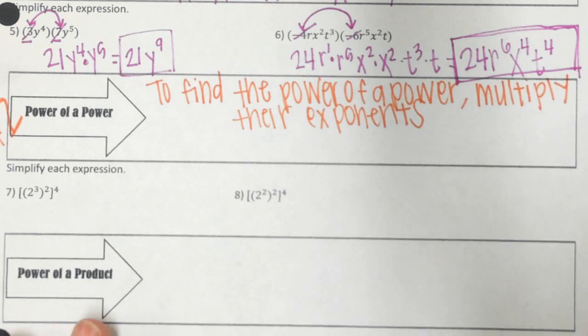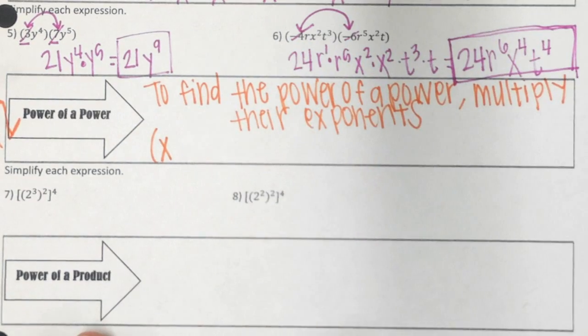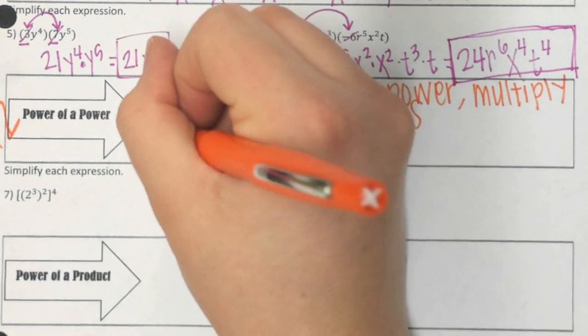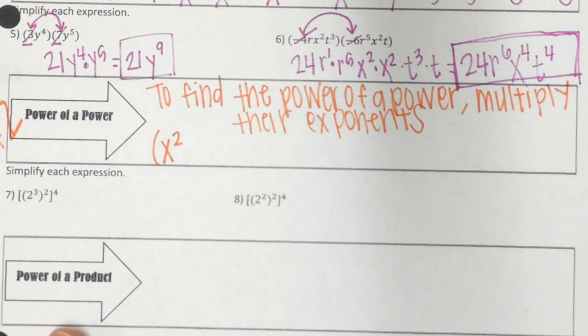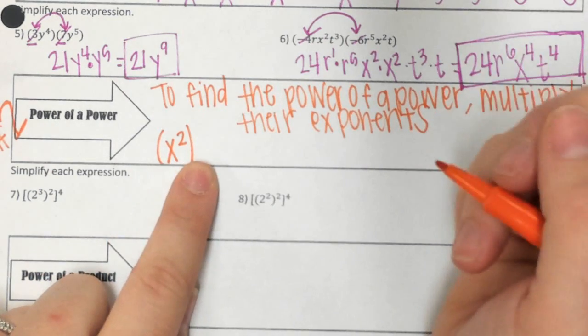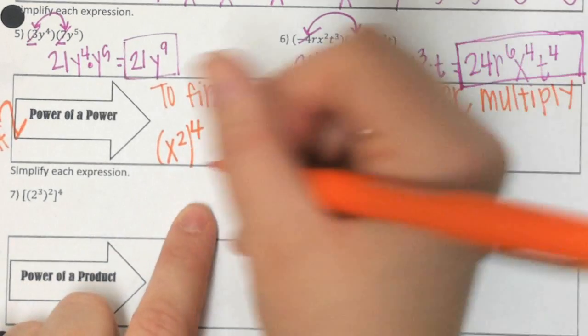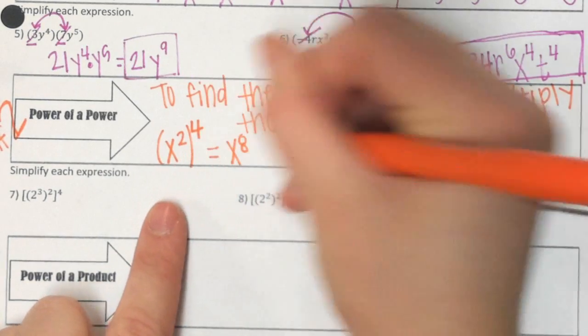So what do I mean by power of a power? Well, let's say my base is x, and it's raised to the 2nd power. That looks normal, right? That's just a base with a power of 2. Now, I'm going to add a power to that power. So let's say x squared is raised to the 4th power. In order to do that, I'm going to multiply the powers. So 2 times 4 is 8, so this simplifies to be x to the 8th.